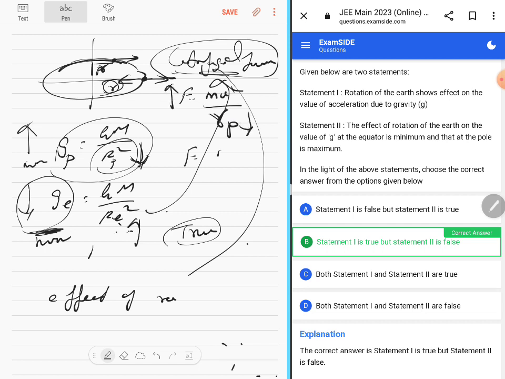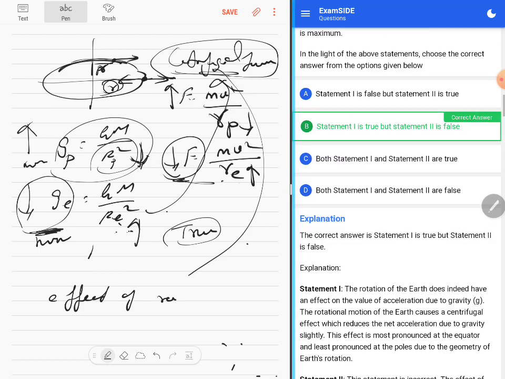The centrifugal force is mv square by R at the equator. R at the equator is more, so the effect of the force itself is less. So at the equator the effect will be minimum. Correct? Here it is given as minimum. At the equator it is given as minimum, but the answer comes as false? How?